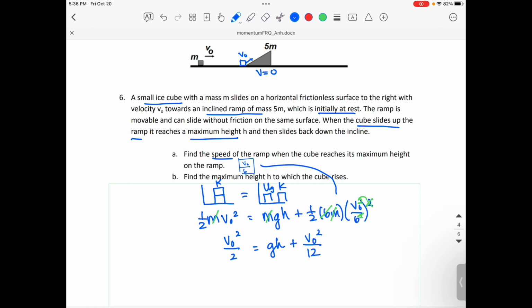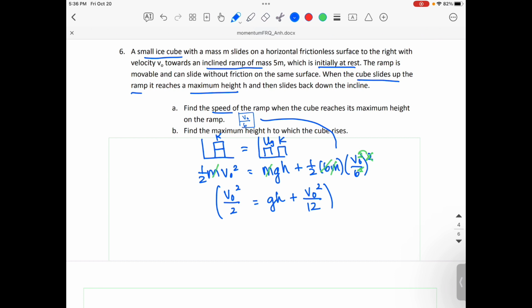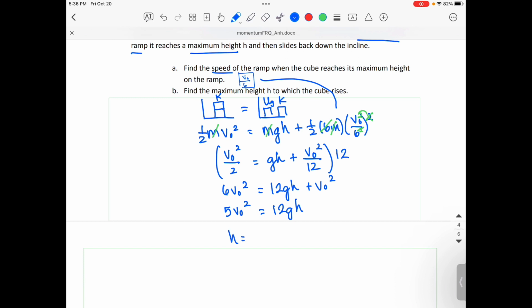Because I don't like working with fractions, I'm going to multiply everything by 12 on both sides. So I end up with 6 v naught squared is equal to 12 gh plus v naught squared. I subtract the v naught squared over to get 5 v naught squared is equal to 12 gh. My final answer for h is 5 v naught squared over 12g, and that is the height the block reaches on the ramp.